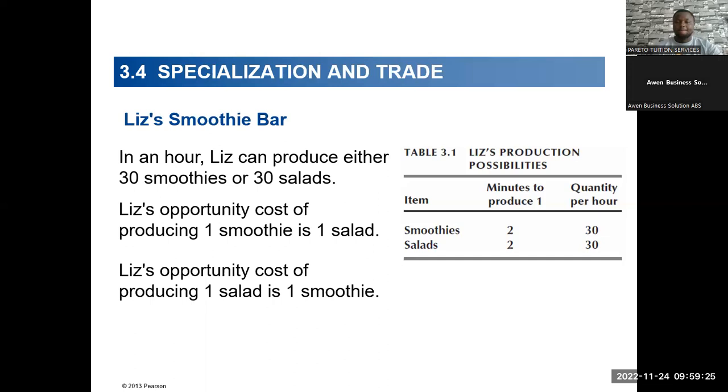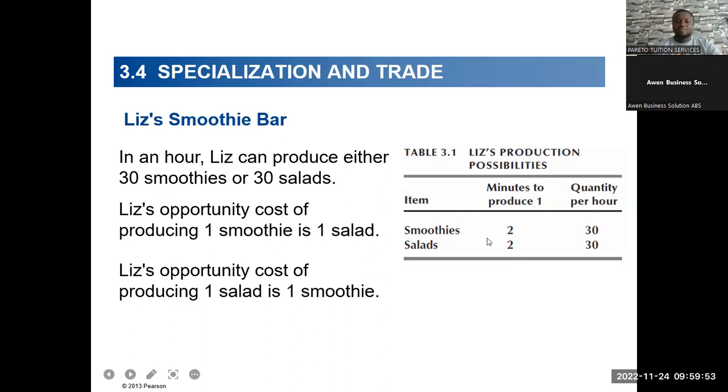I'm getting more confused. Yes, this part is a bit confusing. So let's go over it again. Okay. Now we only have 1 hour to produce. And for this 1 hour, we can either produce 30 units of smoothies or 30 units of salads, right?